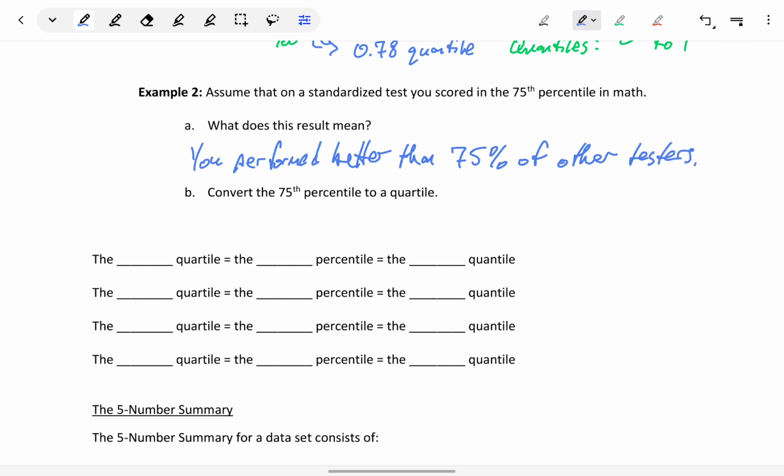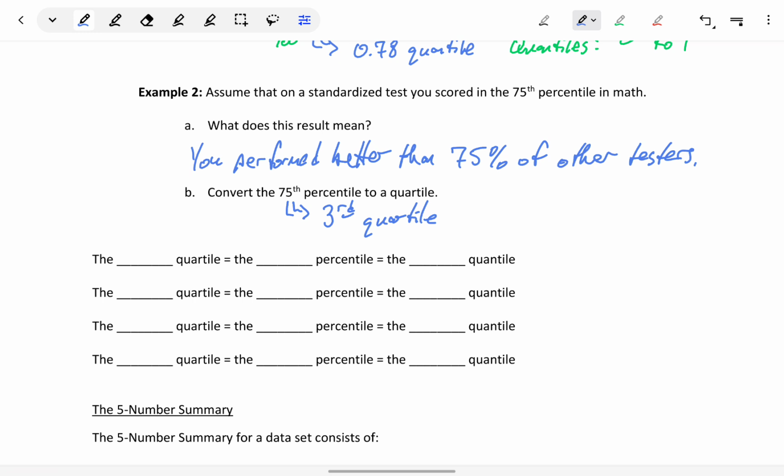In part B, now we want to take a percentile and convert it into a quartile. We're going to go ahead and just establish the answer to this, that the 75th percentile would be the same thing as the third quartile. And then we'll talk a little bit about what quartiles are and how we come to that conclusion.